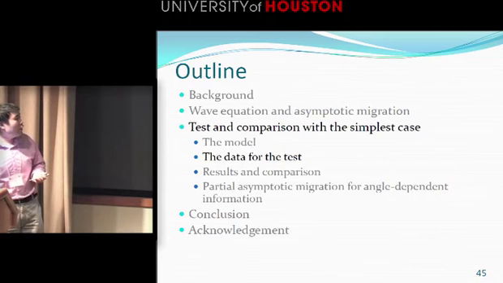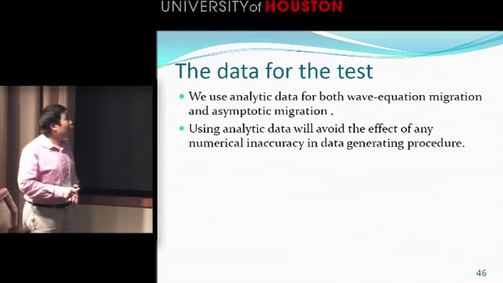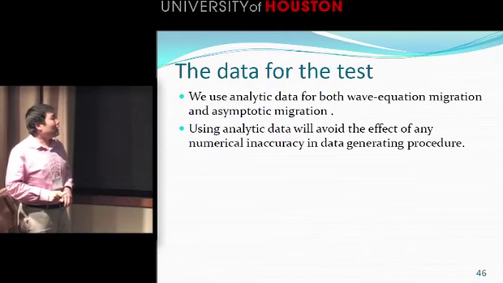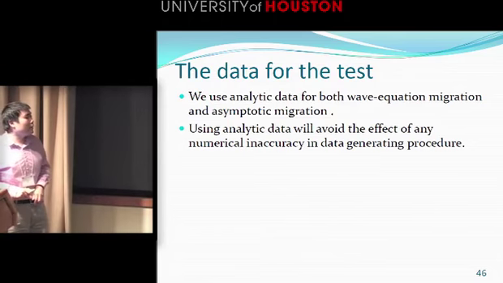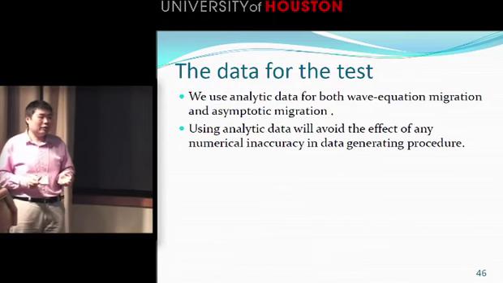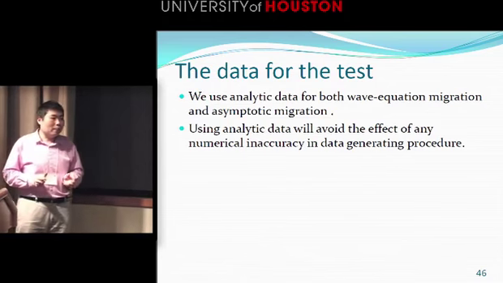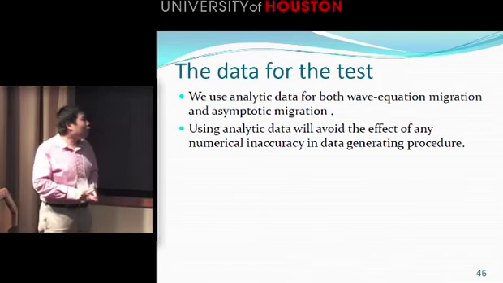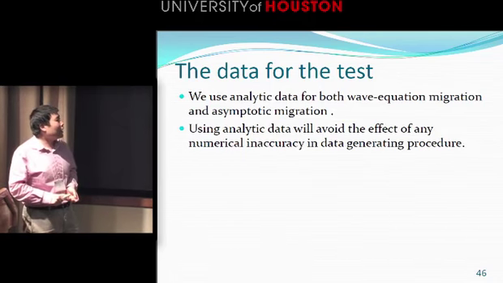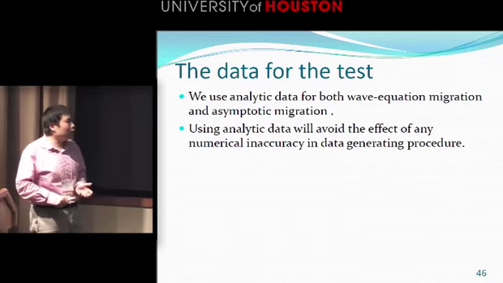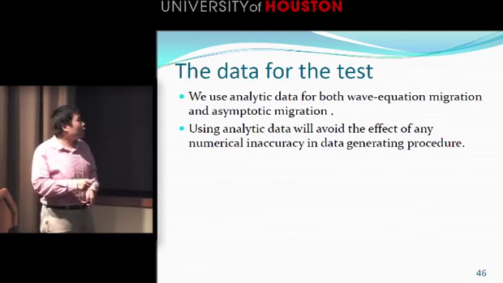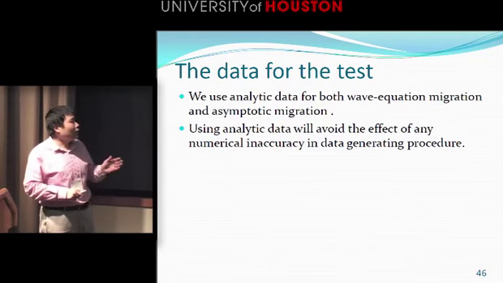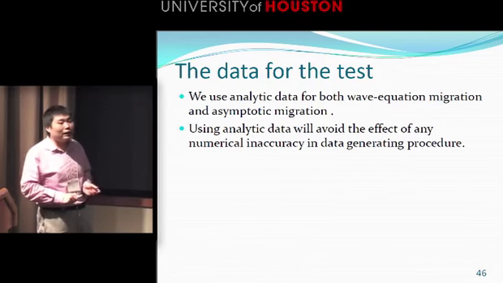Then I will show the data we use for the test. We use the analytical data for both wave equation migration and asymptotic migration. The reason we use the analytical data, rather than modeling with something like finite difference or some other numerical method, is because we want to avoid any numerical inaccuracy in the data generating procedure. We want to attribute any difference in the result to the equation, to the migration scheme itself, not the data.